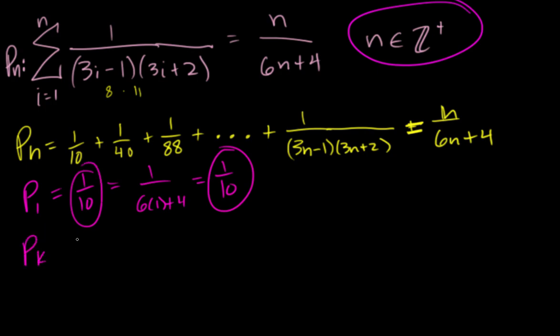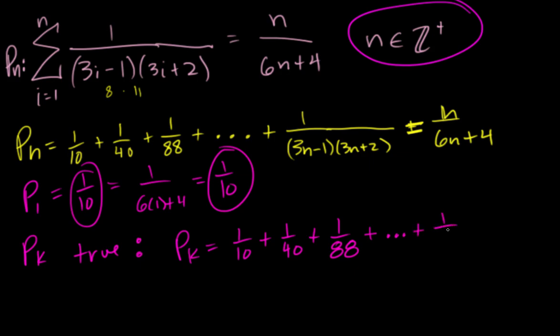So now we can say that PK is true, and specifically PK is going to be 1/10, 1/40, 1/88 plus dot dot dot plus 1 over 3n minus 1, 3n plus 2 is equal to n over, I should be doing k's on these, I'm sorry. Okay, there's PK, we know that's true. We're going to look at PK plus 1.